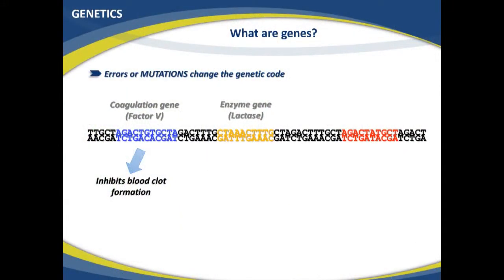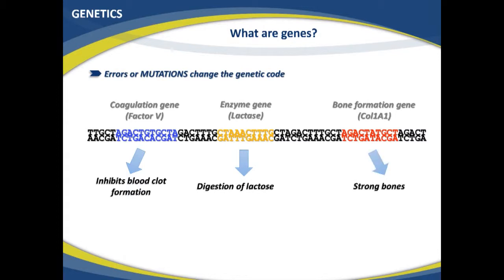Then there is an enzyme gene. An enzyme is a small machine like scissors that break up things or put things together. And in this case, this enzyme gene is called lactase, which is necessary to break down or digest the milk sugar lactose. And then there's a bone formation gene. It builds one of the components for strong bones, COL1A1, and this builds strong bones.